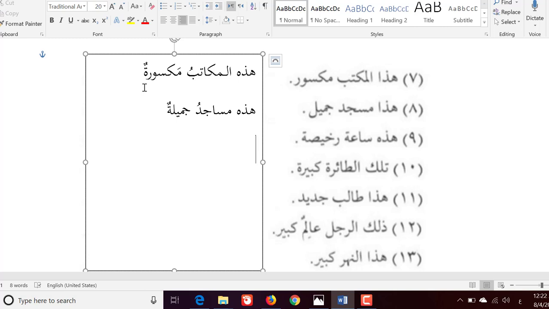هذه ساعة رخيصة. This is a cheap or inexpensive watch. So we would change that to هذه الساعات. Sorry, same mistake. هذه ساعات رخيصة. These are inexpensive watches or cheap watches. تلك طائرة كبيرة. So we would say تلك طيور كبيرة.